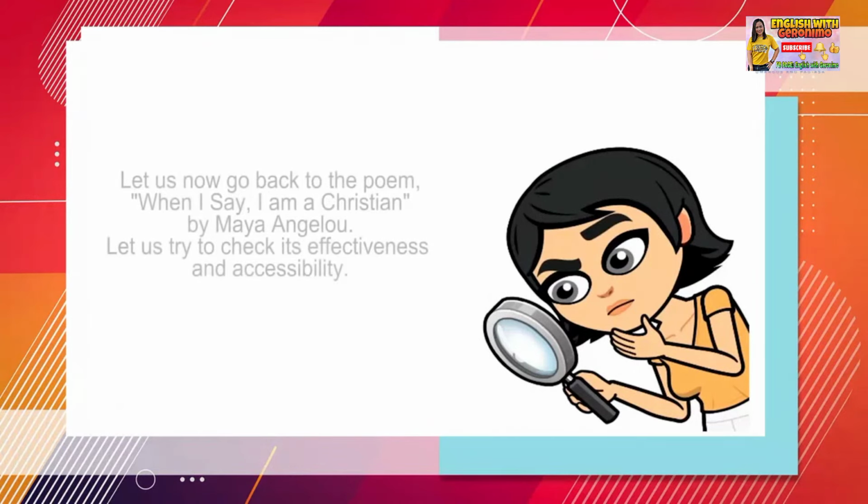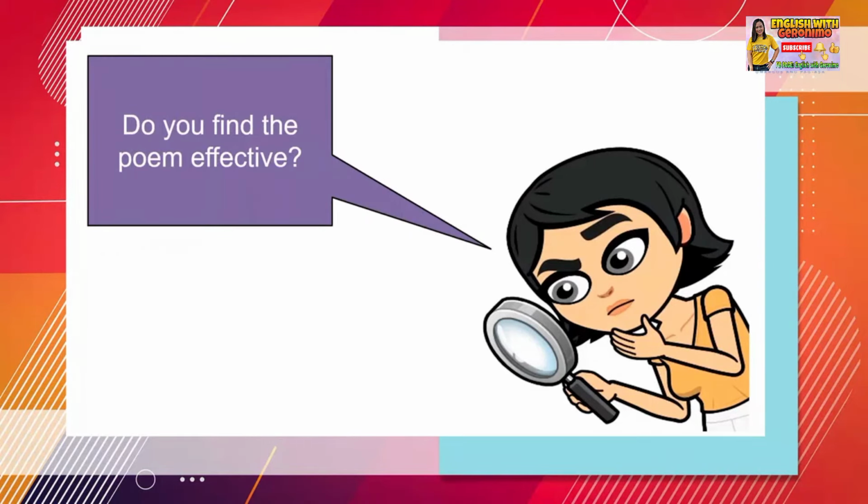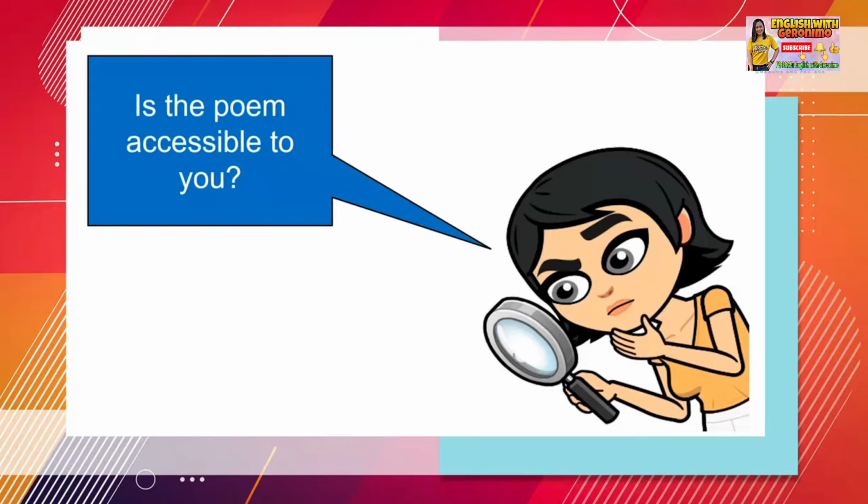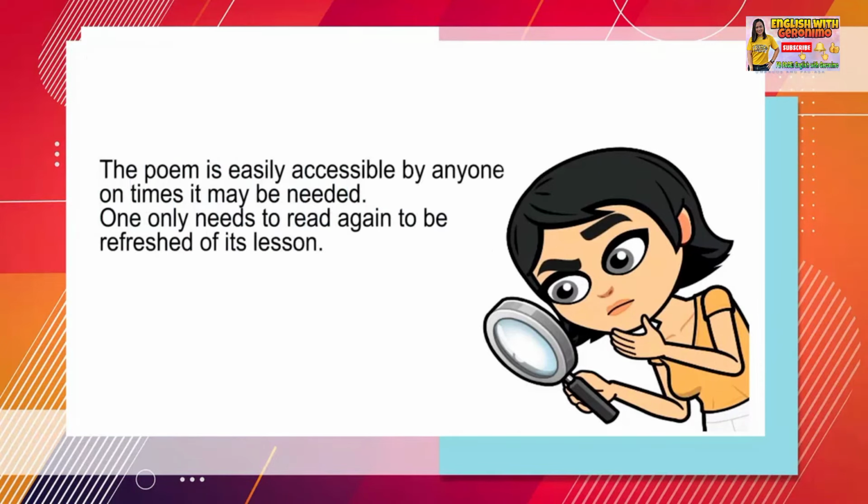Let us now go back to the poem When I Say I Am a Christian by Maya Angelou. Let us try to check its effectiveness and accessibility. Do you find the poem effective? You are correct. Thumbs up again for you. The life lesson imparted by the poem proves to be effective to different life situations of different kinds of people. Is the poem accessible to you? You are right again. The poem is easily accessible by anyone on times it may be needed. One only needs to read again to be refreshed of its lesson.